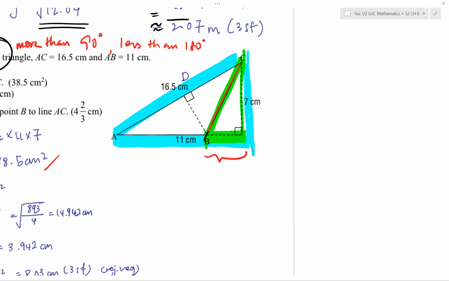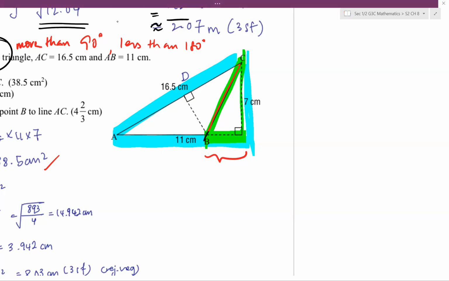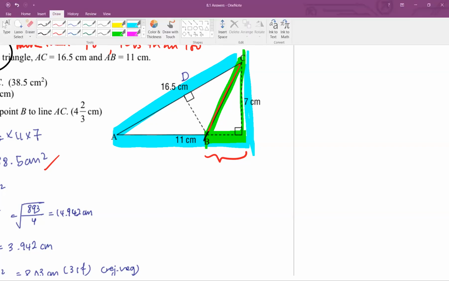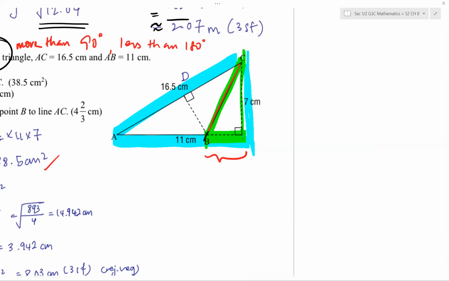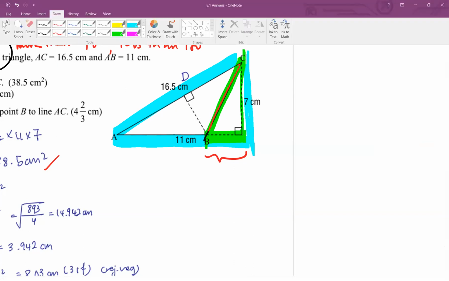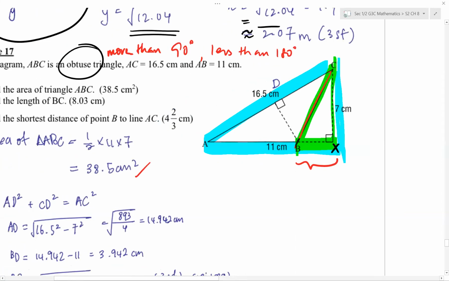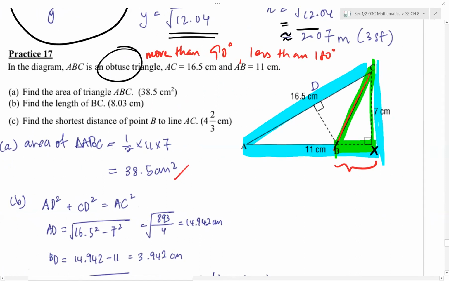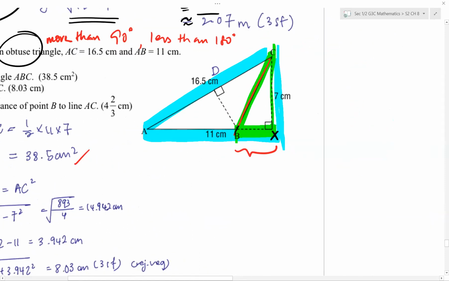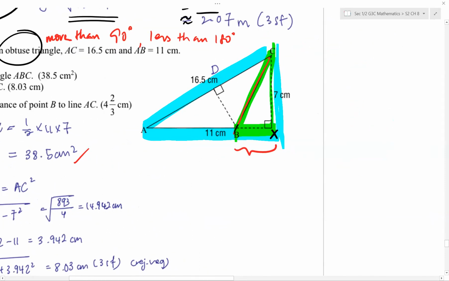Pythagoras theorem. Okay, so let's call this point A, B, C, D. Let's call this X. I now want to find the distance of AX. Then I minus away AB, which is 11, and then I can find that unknown distance of BX. From there, using Pythagoras theorem again, I can find the distance of BC.